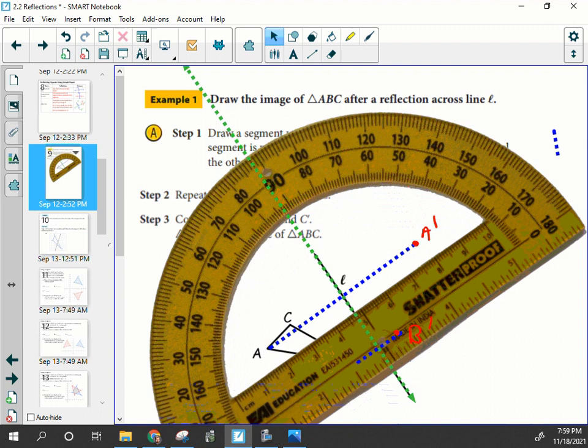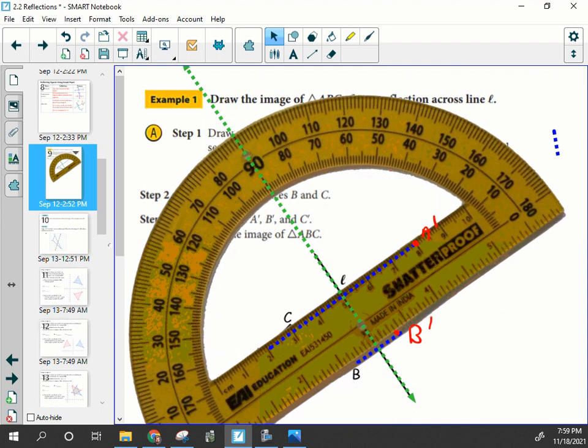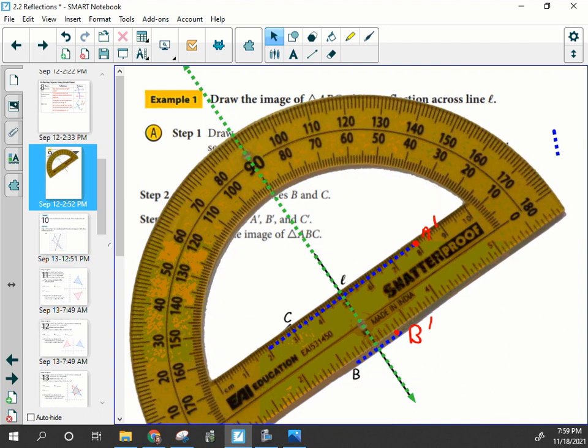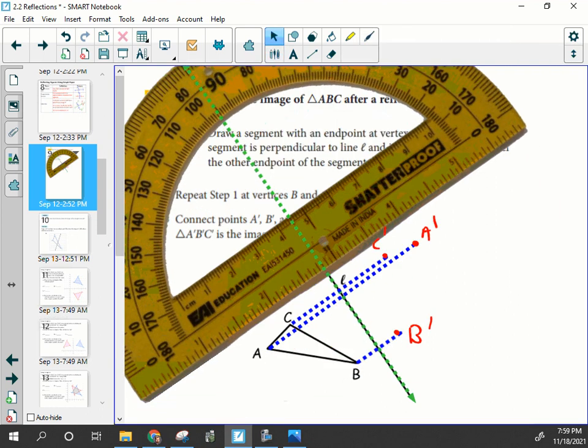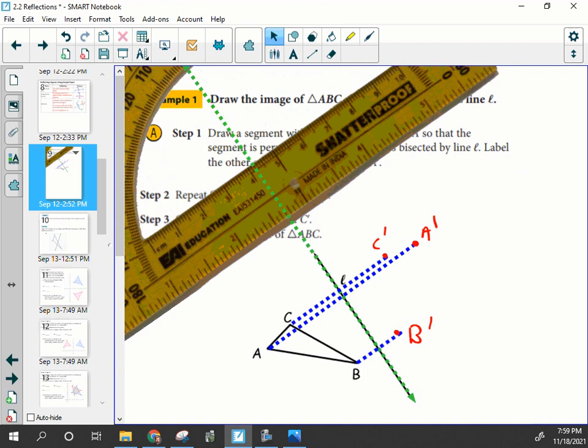Drag my protractor up to C. Again, I'll draw another dotted line here from C. And as I measure, C is about 1.9. It's not quite to 3. So it's about 1.9 centimeters away. So I will measure 1.9 on the other side. So starting at 5, 6 is 1. There's C prime. So I have A prime, B prime, C prime.